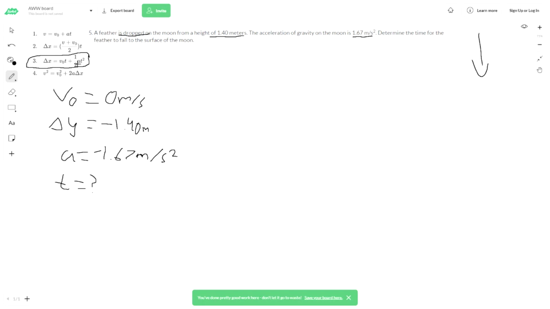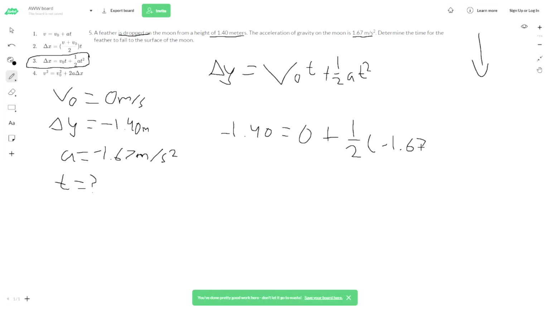So looking through our equations, we will use equation number 3 because we're not solving for velocity and it's not given in the problem. Number 3 is the only equation that does not incorporate the final velocity. So writing out our equation first, we have change in y equals initial velocity times time plus 1/2 acceleration times time squared. Now we can plug in our values. Negative 1.40 equals 0 plus 1/2 times negative 1.67 times t squared. So negative 1.40 equals negative 0.835 times t squared.